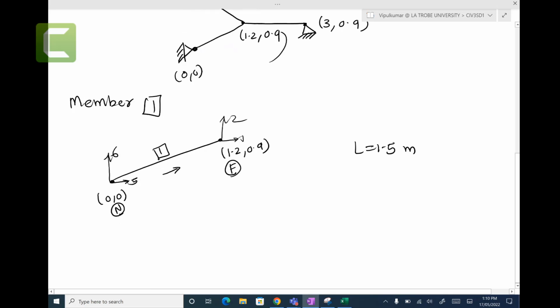So I redraw this element number 1 from the figure. I put the original coordinates 0, 0 and 1.2, 0.9. The length we calculate by using the Pythagorean theorem, 1.5 meter. We have degrees of freedom 1, 2, 5 and 6. Near node, this location vector, tail is the near node, head is the far node, and so on, right? Raise your hand if something is puzzling.